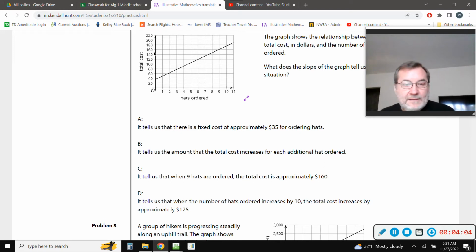And let's go on to D. It tells us that when the number of hats ordered increases by 10, the total cost increases by approximately $175. Well, let's see. If we went from 0 to 10, it went from about $35 up to about $175. It didn't increase by that. You've got to remember this total increase from about 175 versus 35 went up about 140. So if they were to say 140, I could buy that, but no, that's not true. So the only answers you should be getting here are B and C as being true.